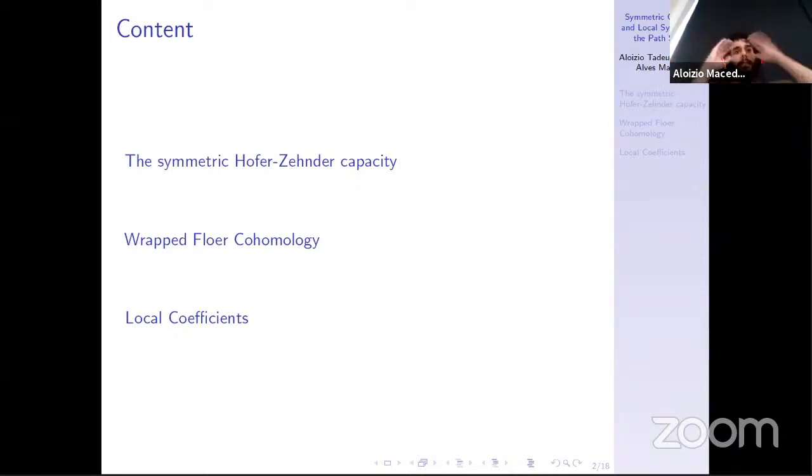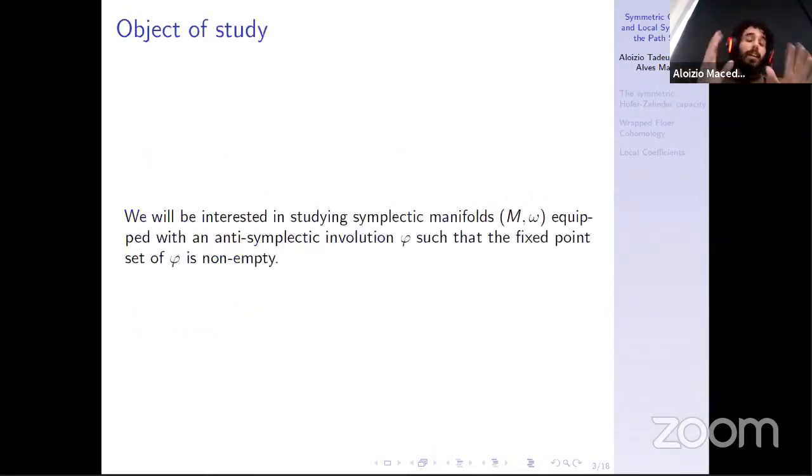So first of all, the main object of study is symplectic manifolds, which are equipped with an antisymplectic involution phi. And we require that the fixed point set is nonempty. This is inspired by the cotangent bundle, essentially, and brake orbits in the cotangent bundle. We are trying to abstract away the orbits that start and stop with zero velocity or zero momentum. So we are interested in orbits which are symmetric with respect to the zero section of the cotangent bundle.